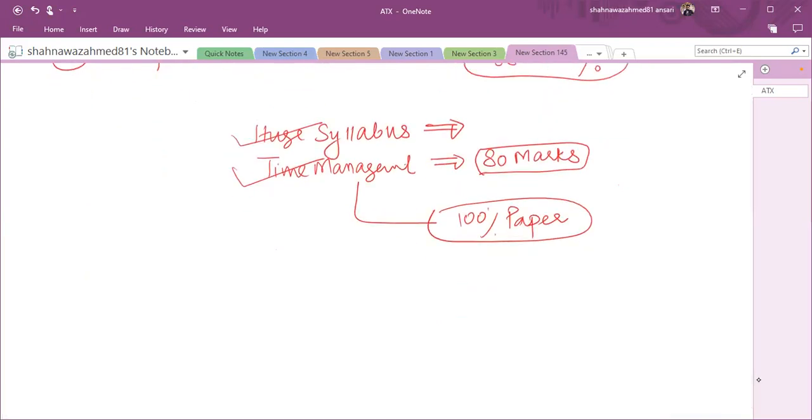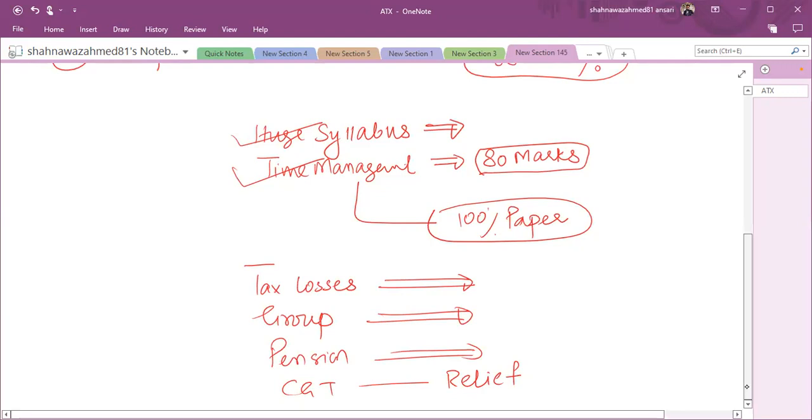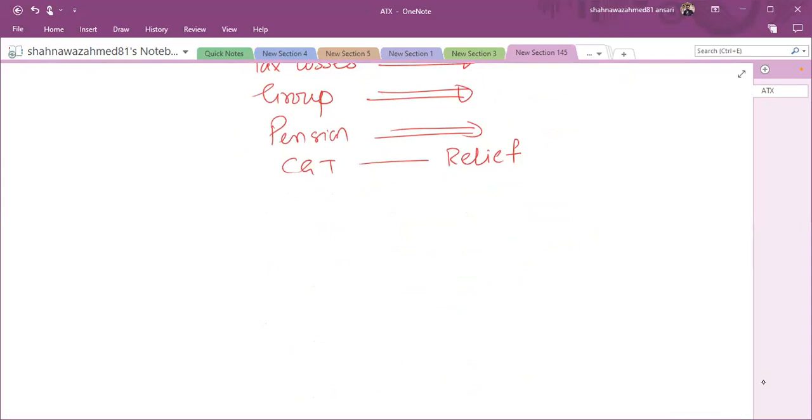For example, tax losses. The examiner always asks about the tax losses, the group structure. The examiner is very keen to ask about the group aspects of taxation. Similarly, about pension, CGT reliefs. So what you have to do, you have to cover the syllabus. You have to practice the questions in the given time, under exam conditions.